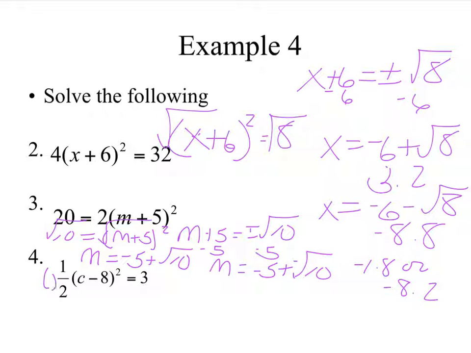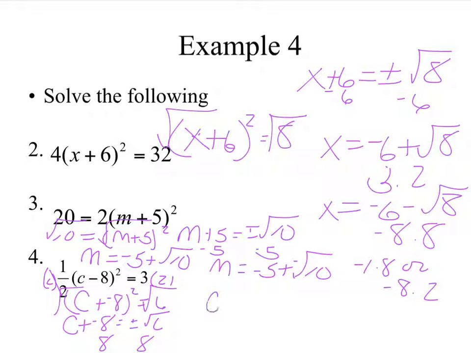Last one, to get rid of the fraction, I'm going to multiply each side by the reciprocal, which is 2. So c plus negative 8 squared is going to equal 6. Square root each side. So c plus negative 8 equals positive negative root 6. Because it's a negative 8, I'm going to add positive 8 to each side. So c equals 8 plus the square root of 6, or 8 minus the square root of 6. The two answers I get there are 10.4 or 5.6.